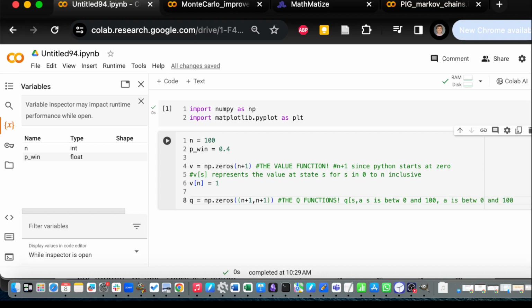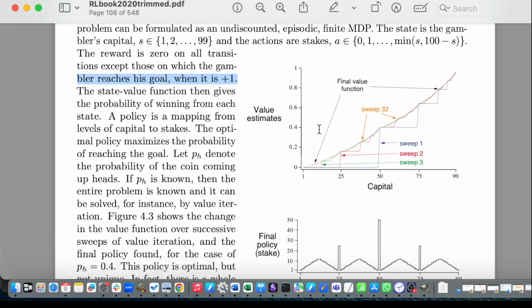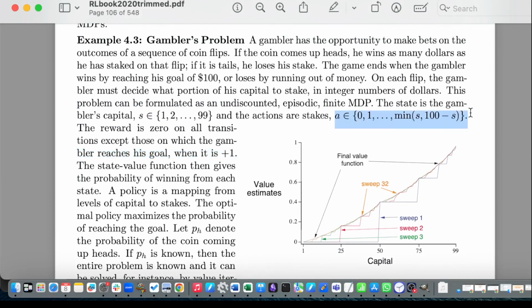Okay, but now I'm going to try to put in the rule over here that it told me that, so far a is between 0 and 100, but that's not quite right. A is supposed to be between 0 and the minimum of s and 100 minus s. How will I include this information in my program?